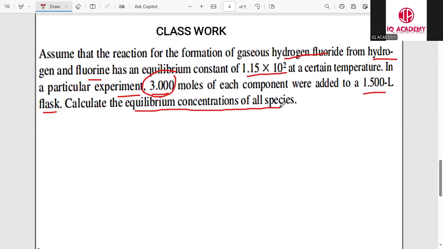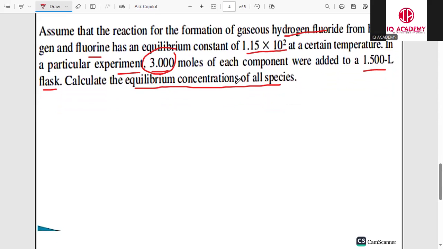Okay, so this is a situation where we use the ICE table. The ICE table simply stands for initial, the change, and the equilibrium. So we can draw the ICE table for whatever we have here. But first, before we draw the ICE table, we have to calculate the concentration of the hydrogen fluoride, the hydrogen, and the fluorine. So from the topic moles, we know that the concentration is equal to what?